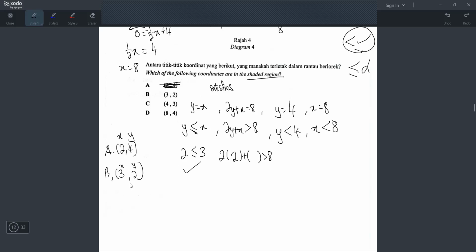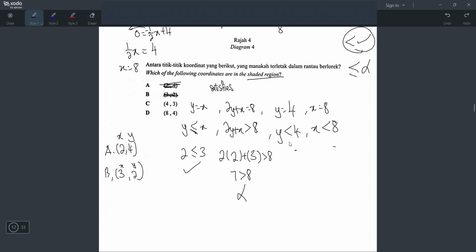Y you substitute 2, x you substitute 3. 2 times 2 is 4, 4 plus 3 is 7. Is 7 bigger than 8? No, this one 7 is smaller than 8, right? 7 is not bigger than 8. So you get a false statement on the second inequality. So this is where B is wrong already.